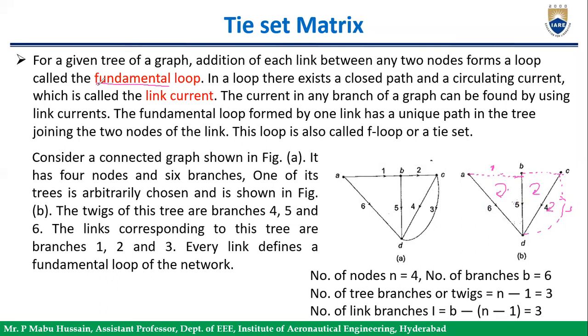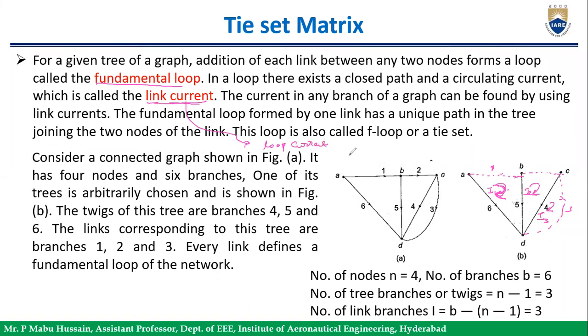fundamental loop. Now in a loop there exists a closed path and a circulating current. When there is a closed path, you can represent one circulating current here. Let it be I1, I2, and I3, like that. So there exists a circulating current. This current is called the link current. This link current is the loop current, not the branch current.